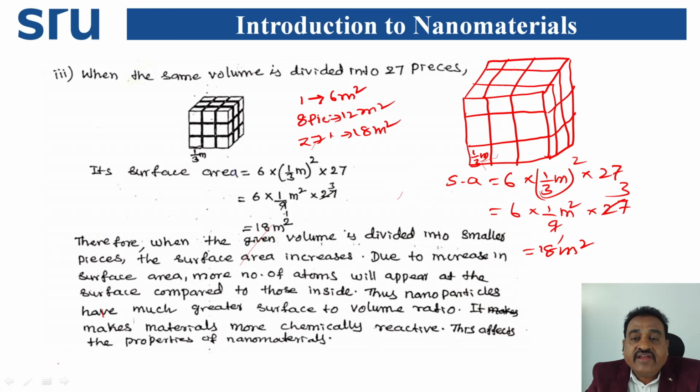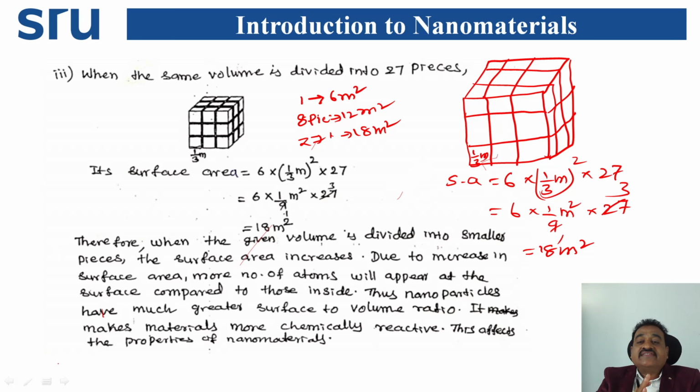Therefore, when a given volume is divided into smaller pieces, the surface area increases. Due to the increase in surface area, more atoms will appear at the surface compared to those inside. Thus, nanomaterials or nanoparticles have a much greater surface to volume ratio. It makes materials more chemically reactive, which affects the properties of nanomaterials.